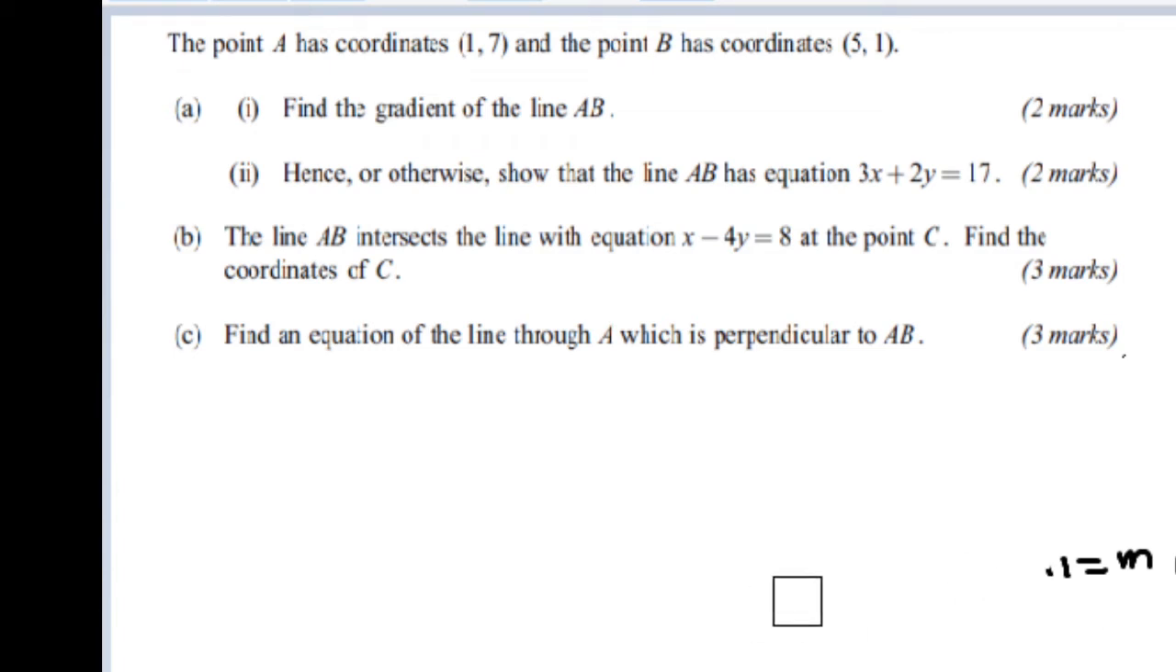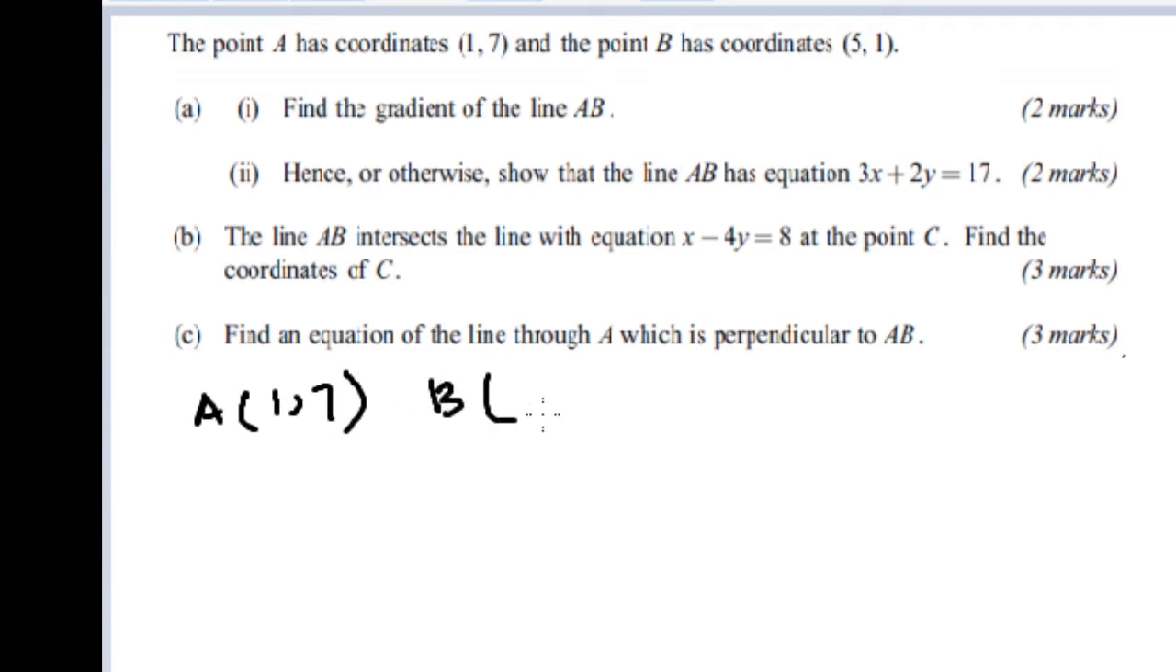The first question I'm doing is basically a practice question. This will help you in understanding and revising the concepts. The first part says point A is given to us and point B is given to us. Find the gradient of the line AB. So point A is (1, 7). Point B is (5, 1). That's part A I'm doing.